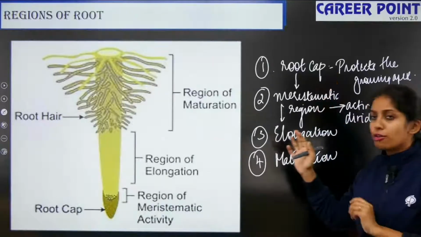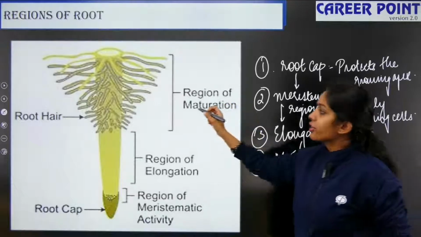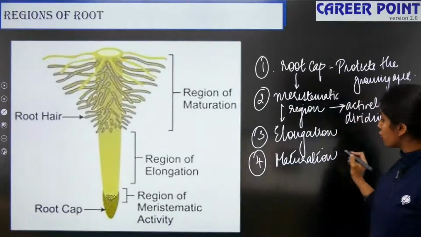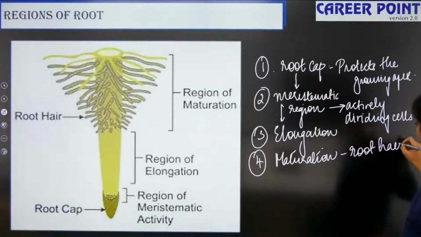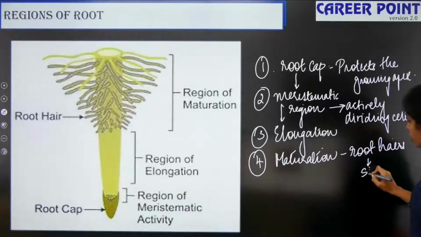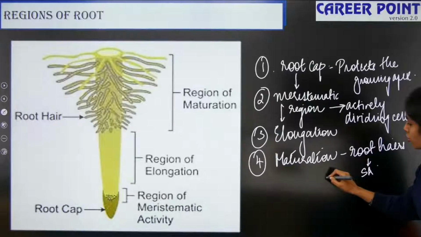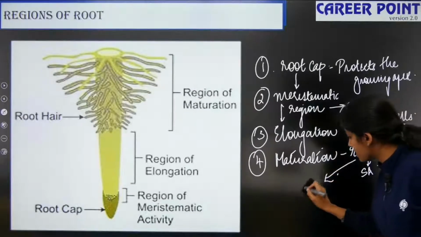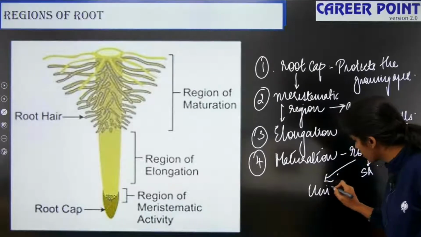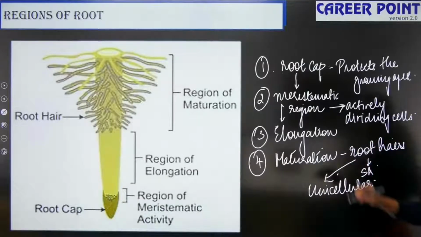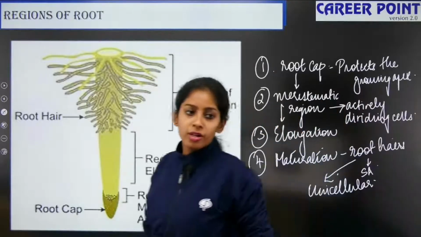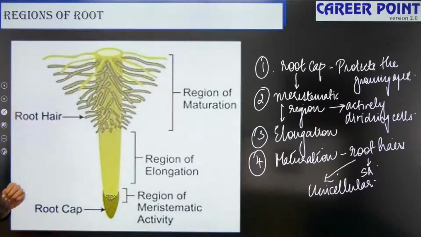So these are the 4 regions of your root, and your region of maturation contains your root hairs. Root hairs have high surface area which absorbs water more quickly, and your root hairs are unicellular. Okay. So this is what you should know from the 4 regions of the root.